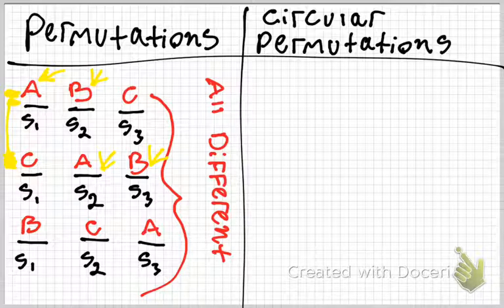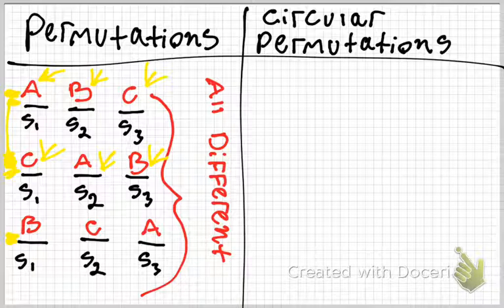And C was in position 3, and now C is in position 1. Since we ran out of room, you kind of got to wrap it around. And then I just did that again to go from here to here. I just scooted everything to the right one time. These are all different permutations.